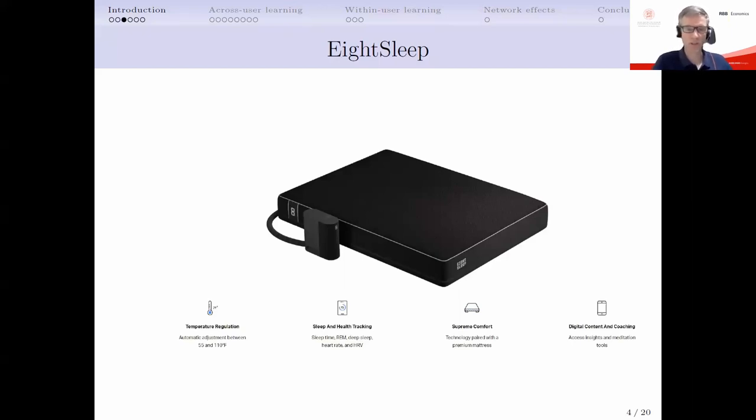So it's monitoring your sleep, and then it learns over time which are the correct patterns of temperature to optimize your sleep. And that's obviously much more personalized learning.